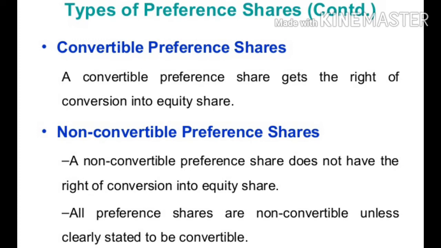If the company gives the preference shareholders the right to convert their shares into equity shares, those shares are known as convertible shares. That means when a preference share gets the right of conversion into an equity share, it is considered a convertible preference share. If the company doesn't give any such right to the preference shareholders, then those are non-convertible preference shares. That means those shares which are not convertible into equity shares are considered non-convertible preference shares.